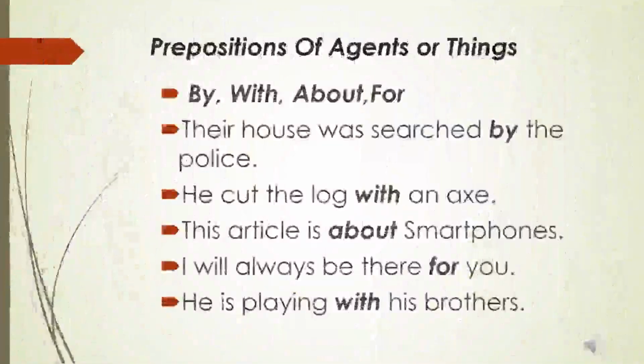What are prepositions of agents or things? We also refer to them as prepositions of manner or agency. For example, words like by, with, about, for. About as a preposition: the most common meaning of about as a preposition is on the subject of or connected with. For example, do you know anything about cricket? I'm very worried about my brother. This article is about smartphones.